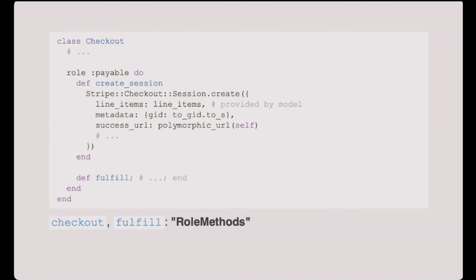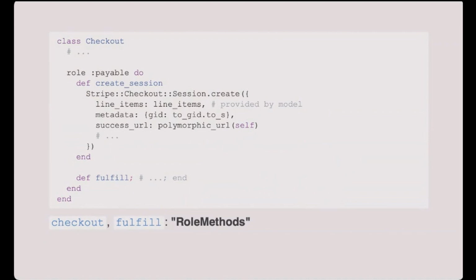So the role payable is taken from Jim Gay's surrounded gem, which basically just strips away some of the boilerplate. So you can think of that as being this kind of wrapper and the include of some module just in this class method. This create session method only relies on self. It relies on a global ID being present, which is true for every active record object, and on an accessor named line items. So it's only dependent on stuff that's being brought by the payable, whoever assumes the payable role.